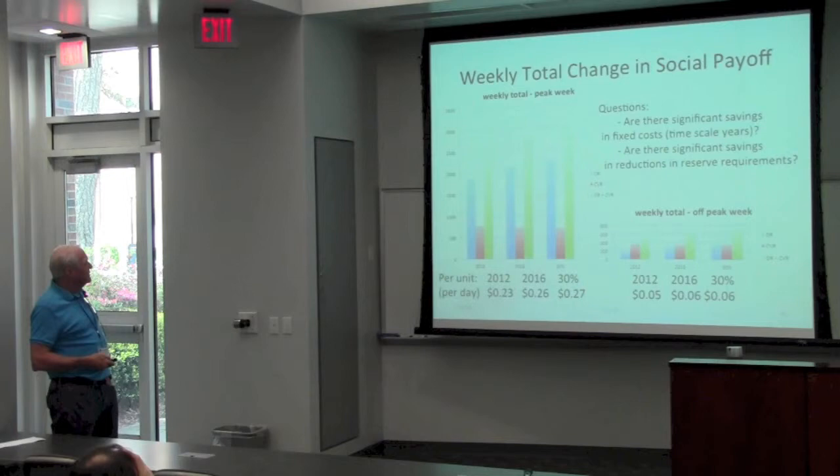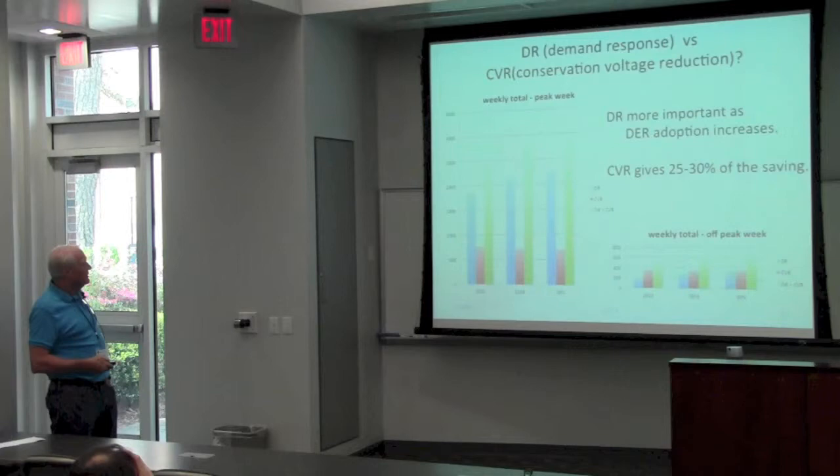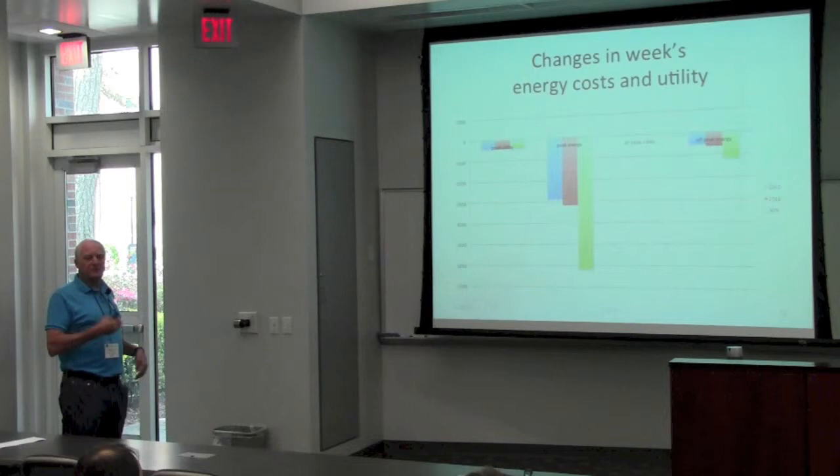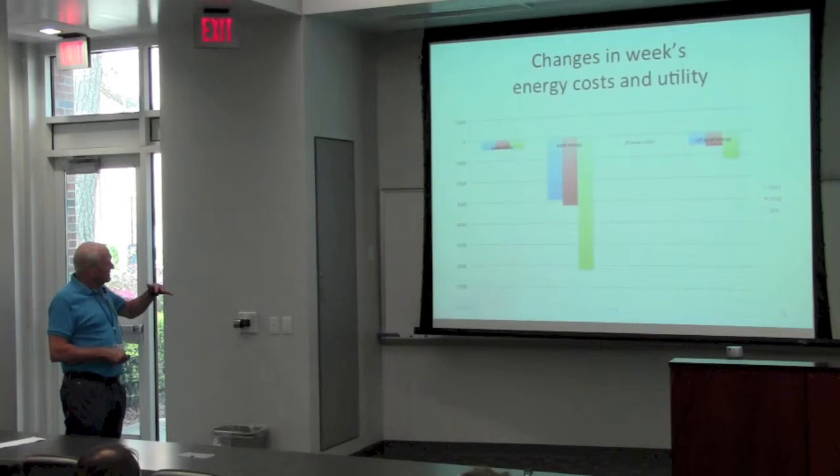What have I got here? I just did that. This is the change in the energy cost versus the utility. So you can see that peak utility is actually going down. Off-peak utility is going down. The colors are different years. So what's really driving those gains is the savings in energy costs. You don't buy as much energy from the Cal ISO. Consumers are cutting back on their use of energy at the peak hours and things like that.